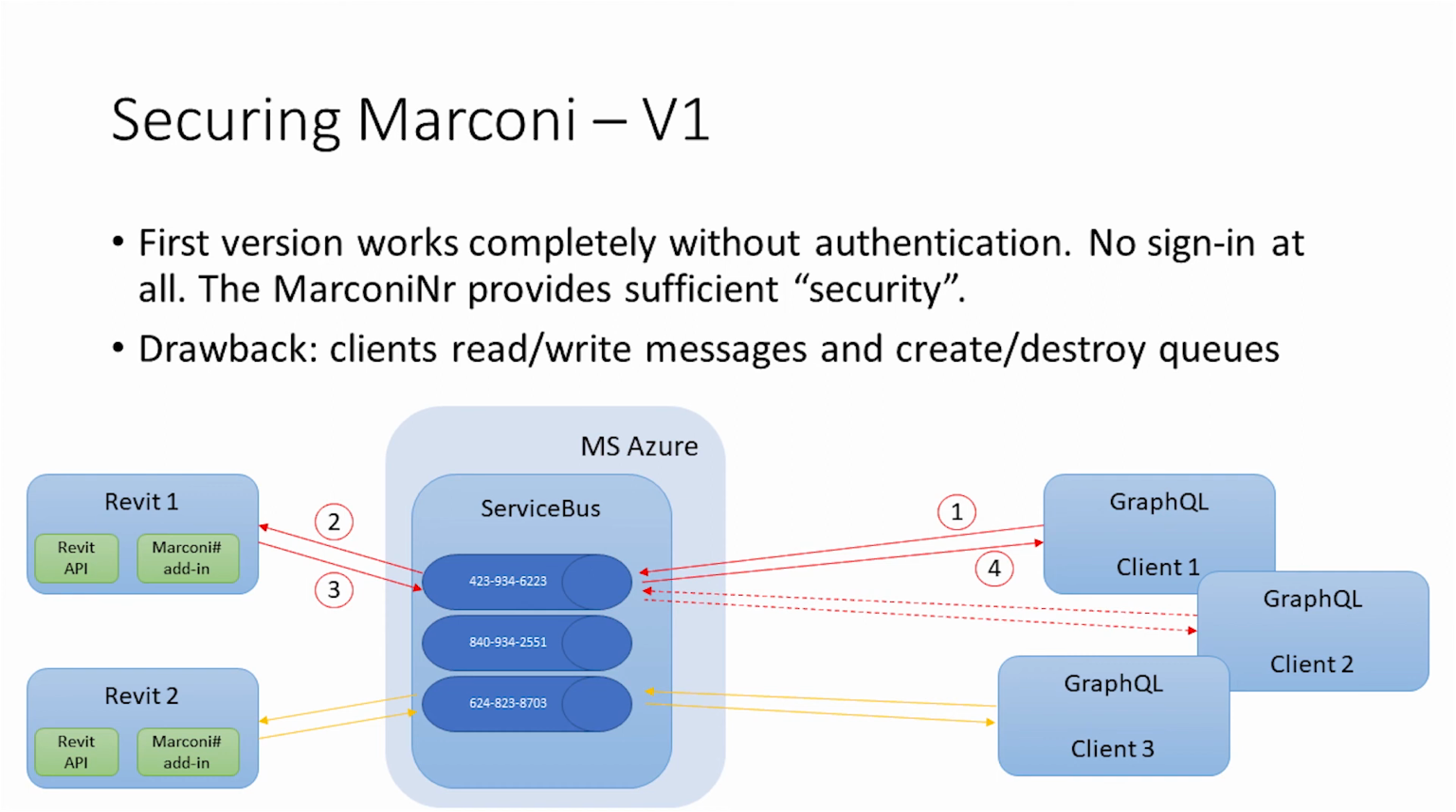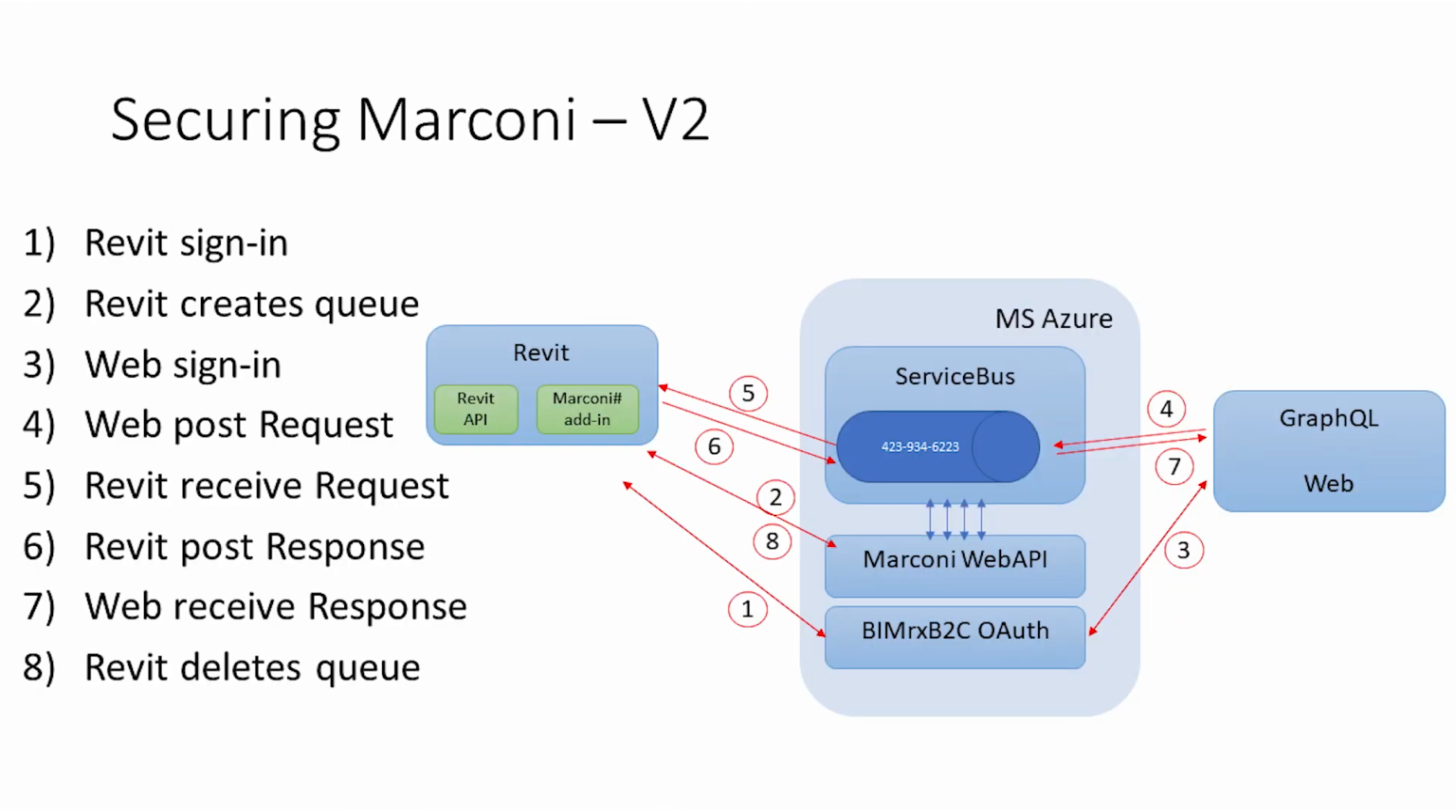So the way we dealt with this is we added a web API that requires proper B2C authentication. Now you start in Revit and you ask the web API, hey, could I please have a queue in ServiceBus? So the client doesn't create the queue anymore. This is offshored to a more secure location. So you make a queue, then you sign on from the web, you make your question, you get the result back, and then you kill the queue, right? It's a little better now.